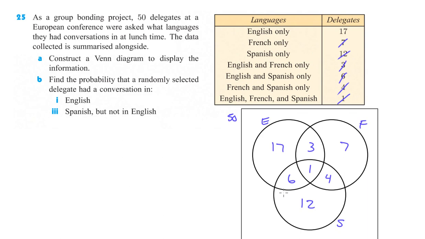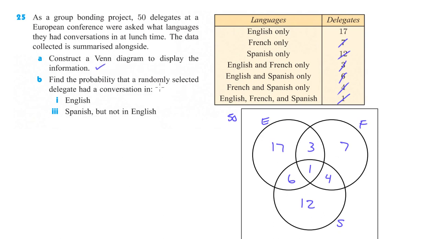Construct a Venn diagram to display the information. We still need to figure out how many people didn't speak any of those languages. Hopefully they all spoke one of those, but it's possible that they didn't. Let's add them all up just to double check. So that's 27, 31, 32, 38, 48, 50. So all 50 people spoke one of those 3 languages or a combination. Okay, so we did that.